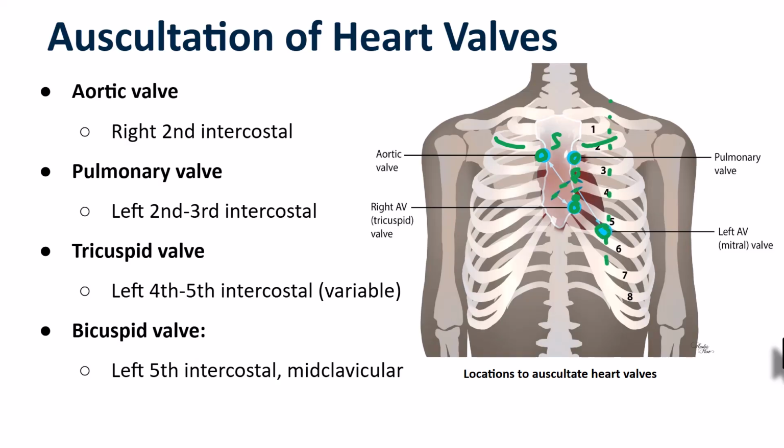fifth intercostal space. The mnemonic here is apartment, so A, P, T, B: aortic, pulmonic, tricuspid, bicuspid. Second intercostal space on the right for aortic, left second intercostal space for pulmonic, maybe left third intercostal space, left fourth or fifth intercostal space, but typically fifth for tricuspid, and left fifth intercostal space midclavicular line for bicuspid.